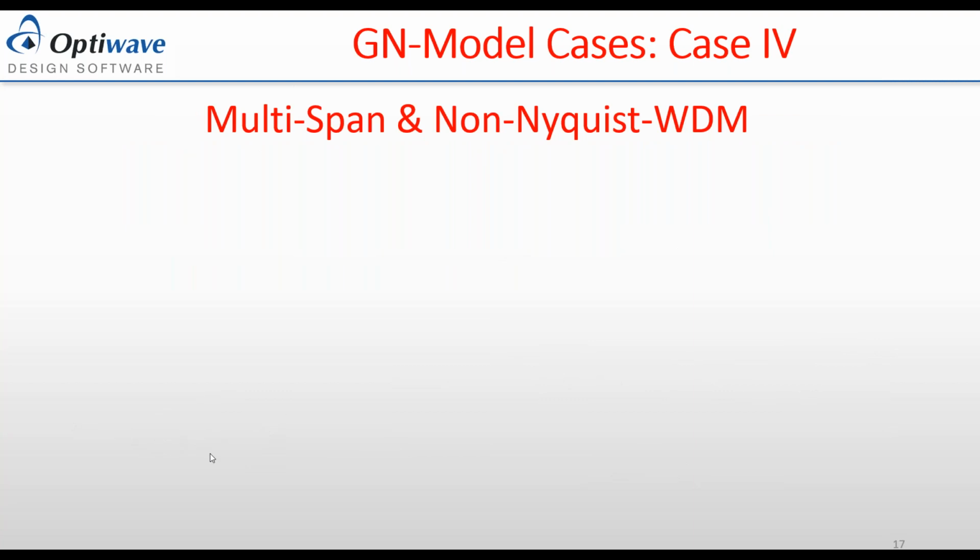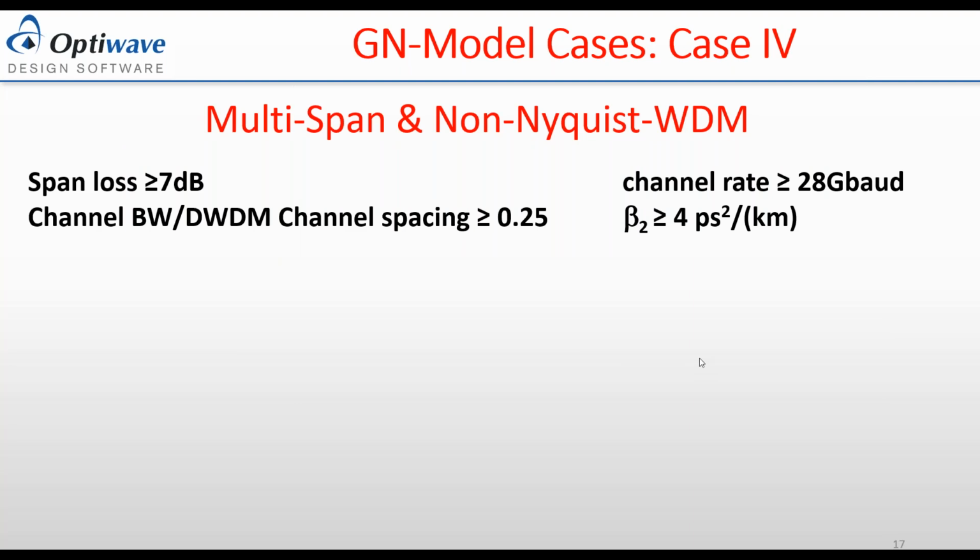The last case here is multispan and non-Nyquist WDM transmission. In this case, we have the same conditions: the span loss has to be more than 7 dB, more than 35 kilometers, and the ratio between the channel bandwidth and the DWDM channel spacing is more than 0.25. The channel rate is 28, and beta 2, the group velocity dispersion, is more than 4 picosecond squared per kilometer.